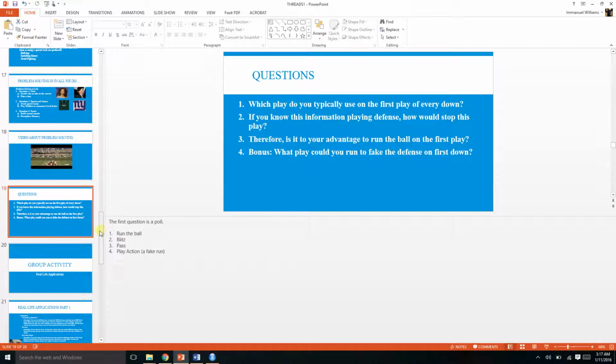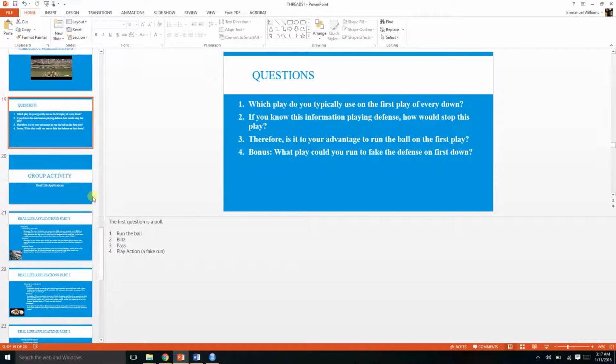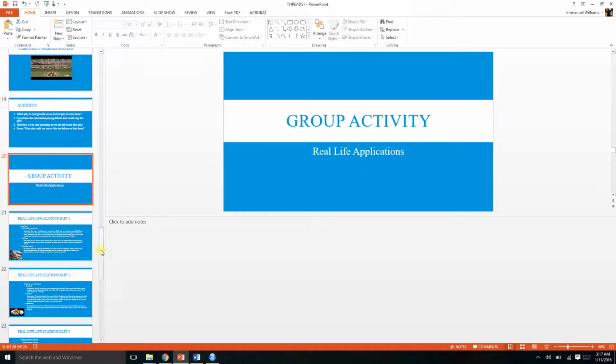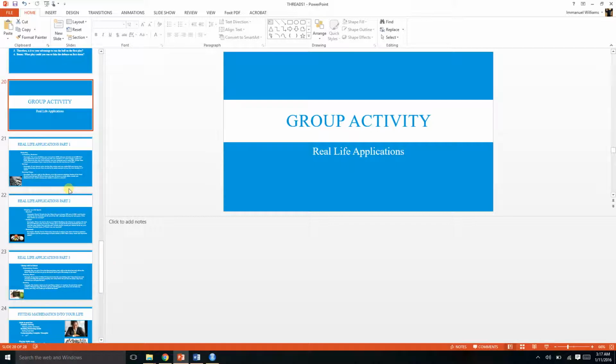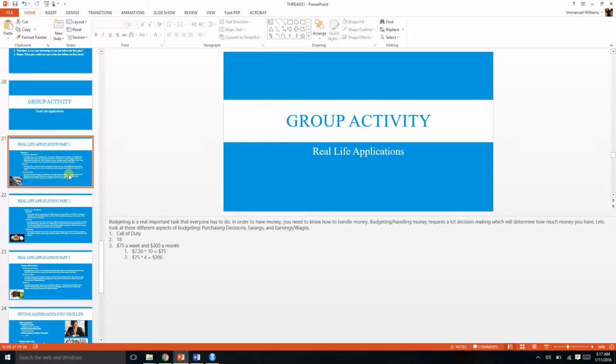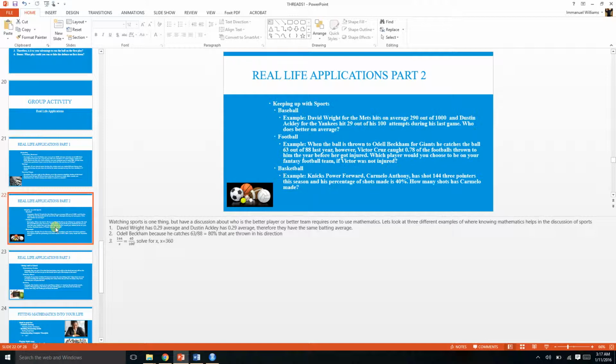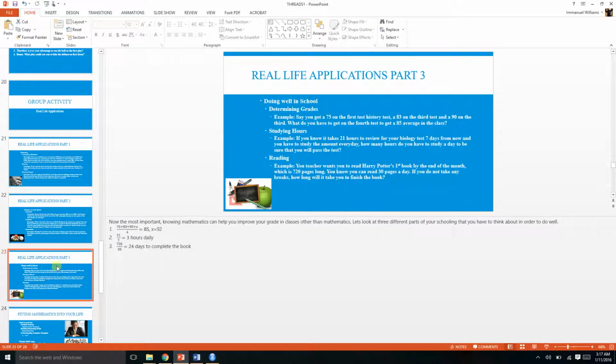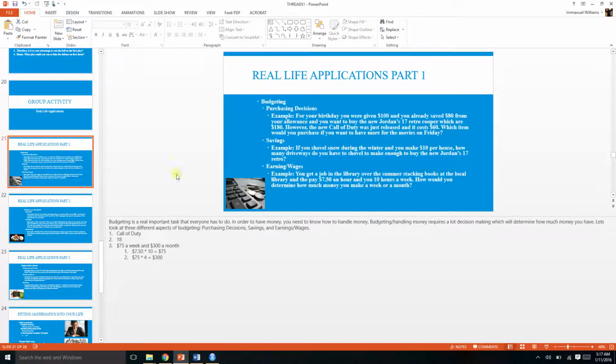And then here we have this group activity, real life applications. So I broke up the group activity into three different parts: budgeting, sports, and then school, doing well in school. So what's ideal is to break the entire group into 9 different groups, and have each group deal with one particular problem.